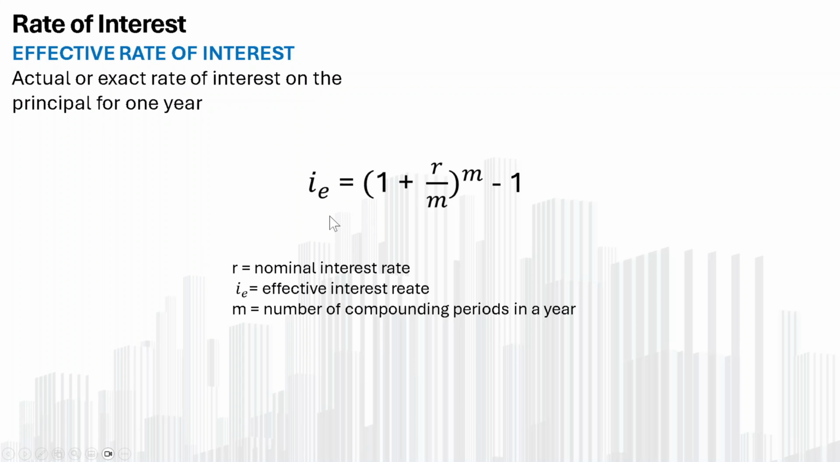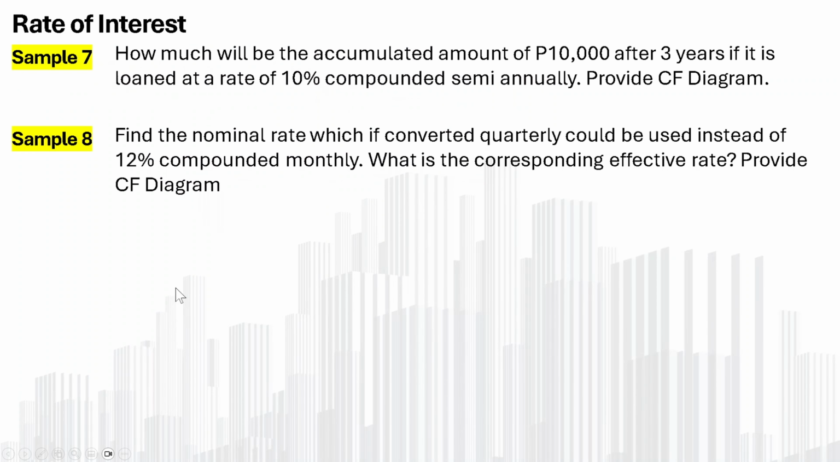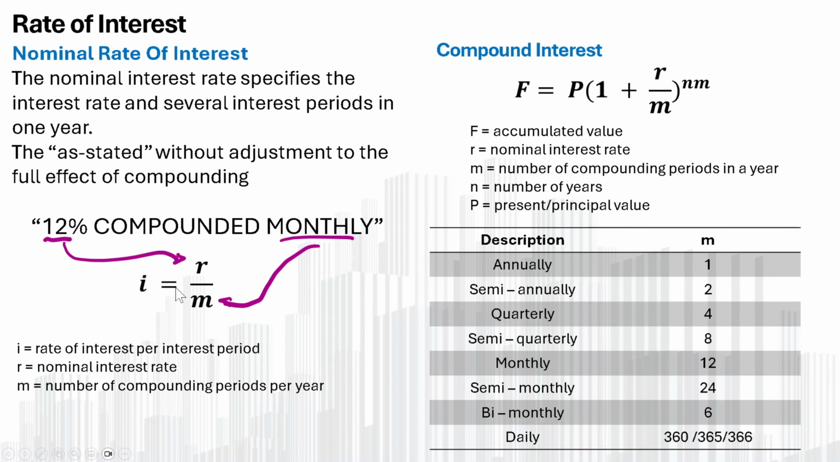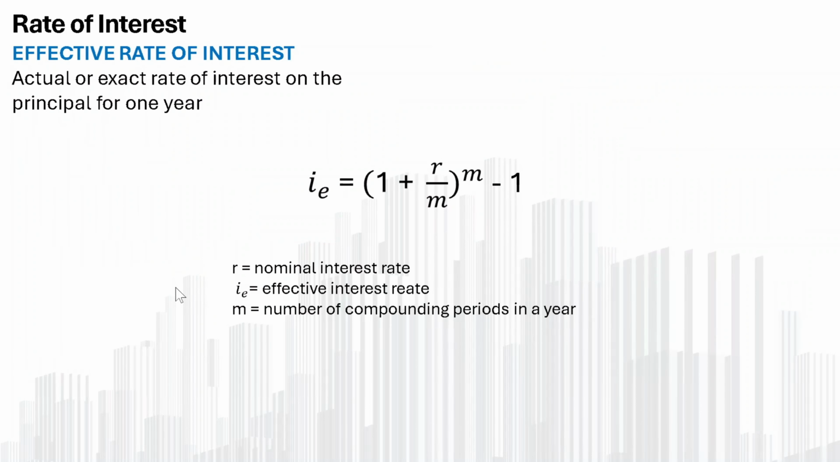Okay? So in this particular case, this is the effective rate of interest, which is equal to (1 plus r over m) raised to m, minus 1, where m here is the number of compounding periods in a given year. So it is on a per year basis. Hence, usually the previous slide is in terms of a per year basis. And r here is your nominal interest rate. So there is a relationship between them. I here is the rate of interest per interest period. So that's the only difference between them.